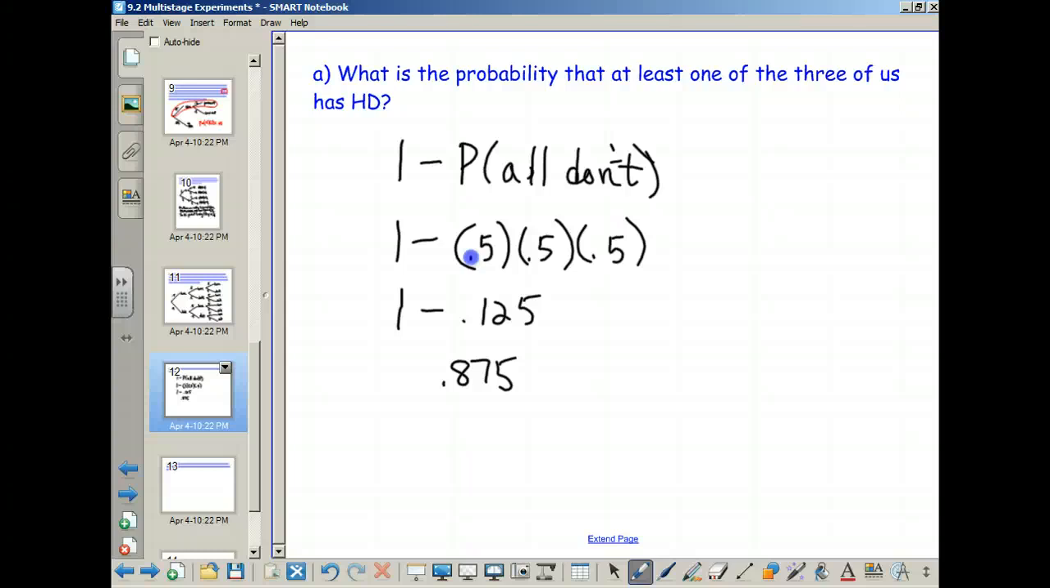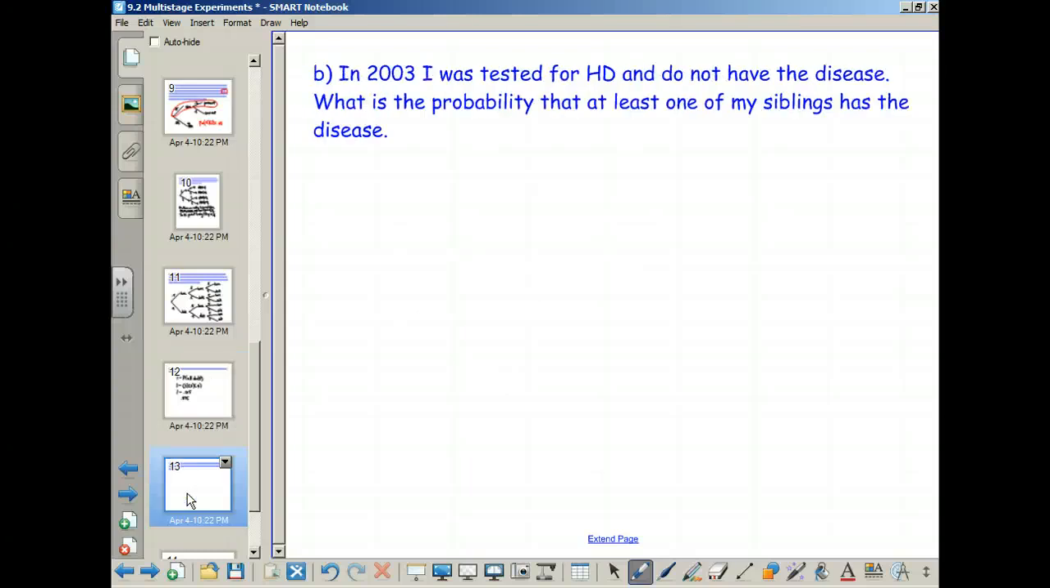If you turn to the next page, what you'll find out is that in 2003, I went and did all the psychological evaluation, and I did the blood work, and I did everything. I do not have Huntington's disease.